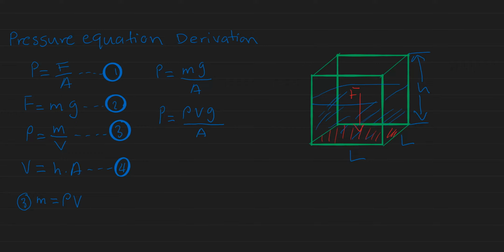From equation number 4, we can replace the volume with height times area. So going back to equation number 1, pressure will equal density times height times area times gravity divided by area. So in this case, area will cancel with area. So the pressure equation will be density times gravity times height.